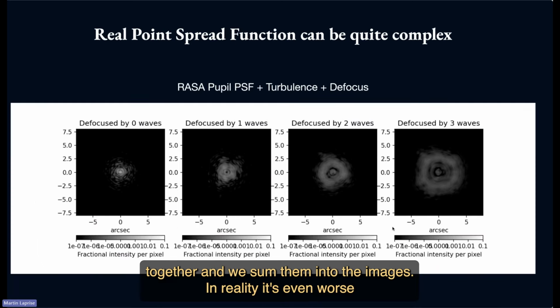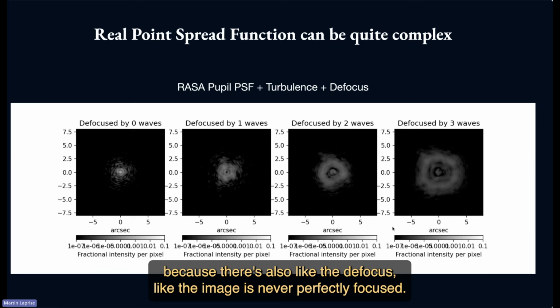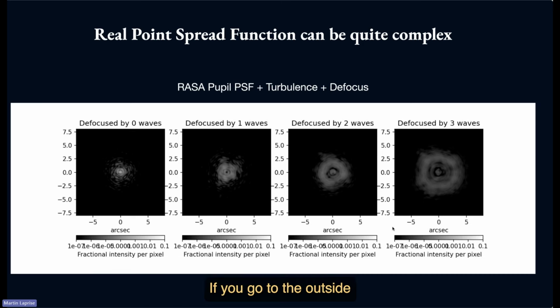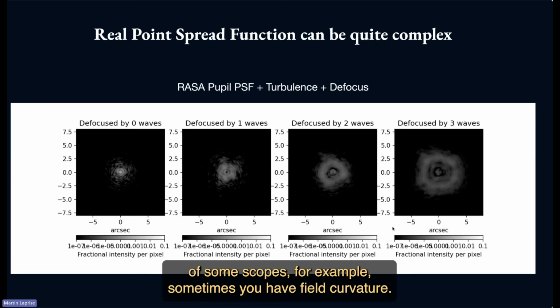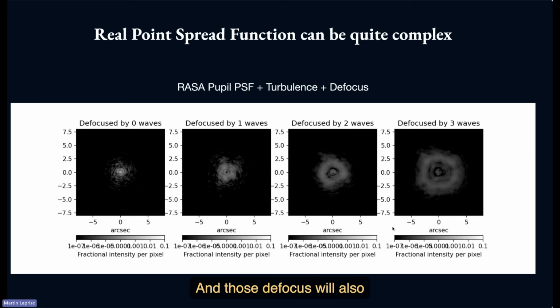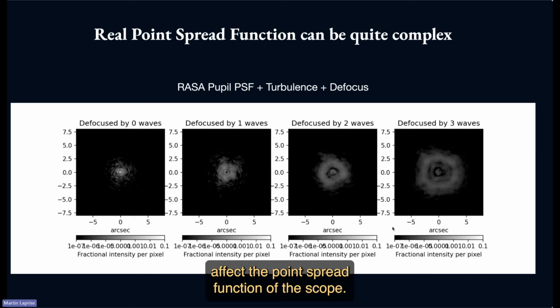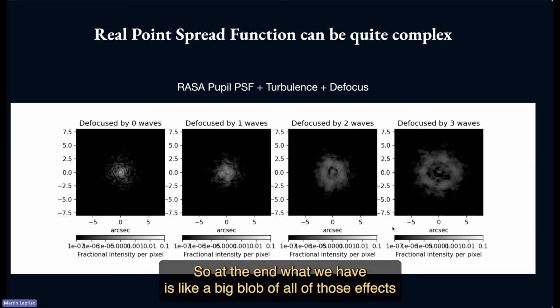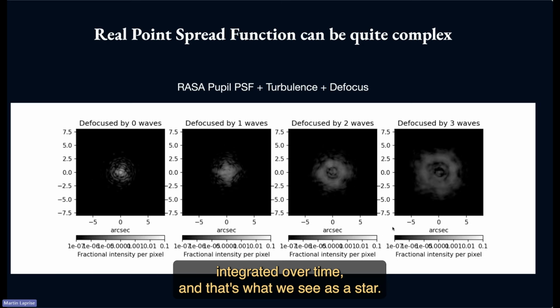In reality, it's even worse because there's also defocus; the image is never perfectly focused. If you go to the outside of some scopes, for example, sometimes you have field curvature, so some of those stars at the periphery of the scope won't be focused properly, and that defocus will also affect the point spread function of the scope. So at the end, what we have is a big blob of all of those effects integrated over time, and that's what we see as a star.